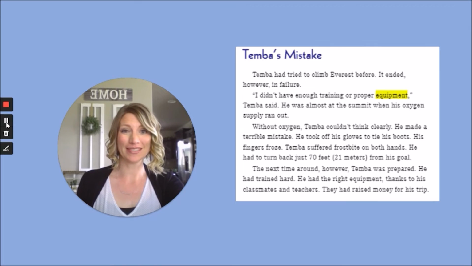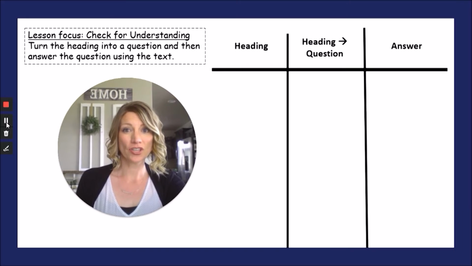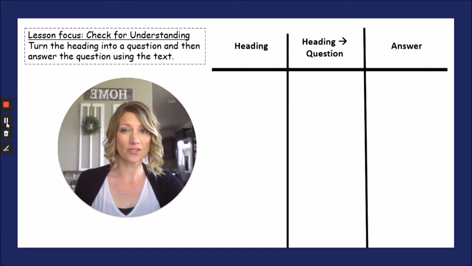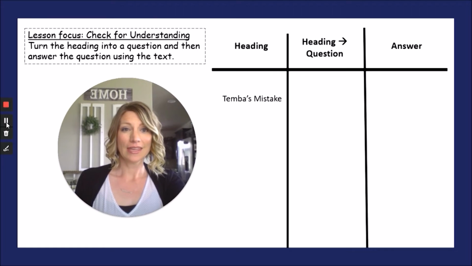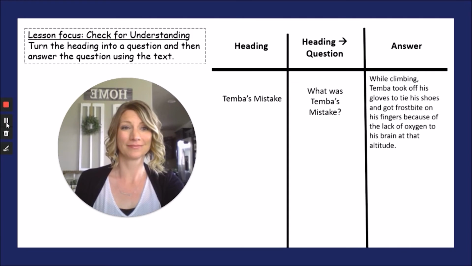Readers, we're going to pause here for a moment. I'm going to have the red arrow point to our heading, Timba's mistake. Let's check for understanding. We're going to turn the heading into a question and then answer the question using the text. Under the heading column, we're going to put the heading. Timba's mistake. Now we're going to practice turning the heading into a question. What was Timba's mistake?